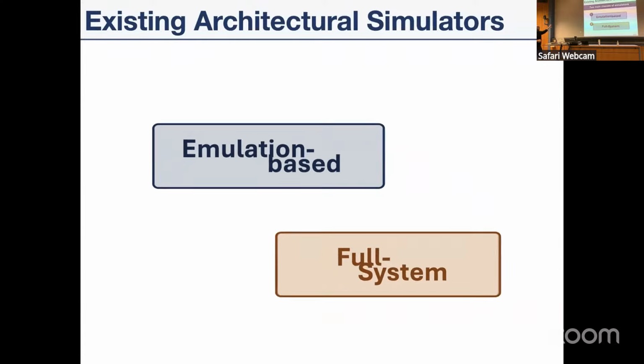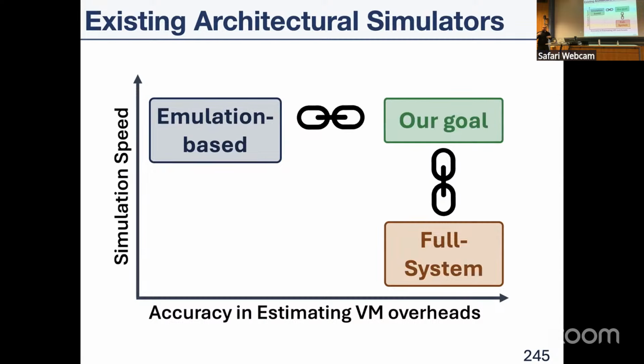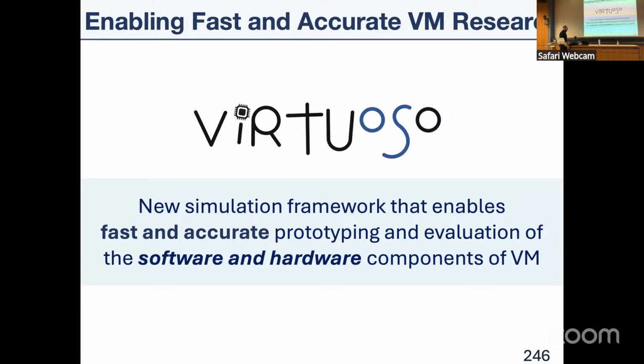So we have these two main classes of simulators. Some of them, like the emulation-based, are very fast, but have much lower accuracy because of the analytical models. On the other hand, we have the full system ones, with higher accuracy because we capture the operating system and the page table walks and all of these aspects, however, much lower speed. So our goal was to bridge this gap and come up with a simulator for this specific memory management topic, which is both fast and accurately captures the overheads of virtual memory. So we came up with Virtuoso.